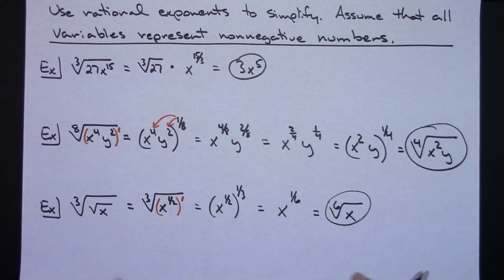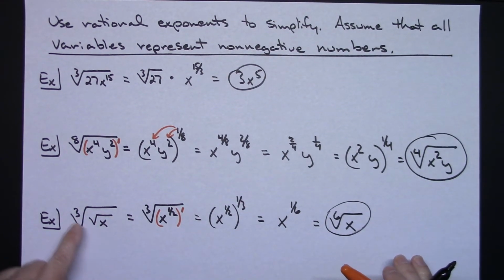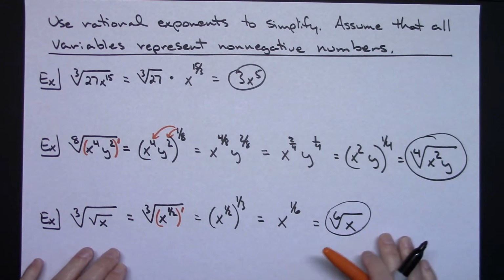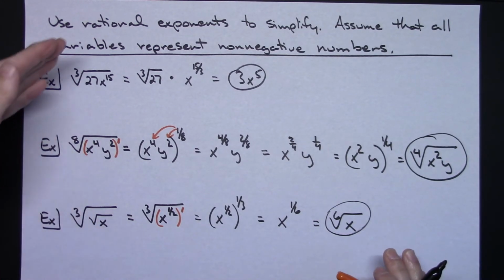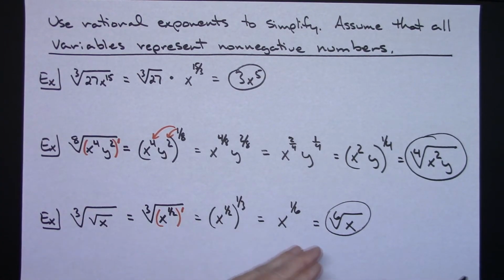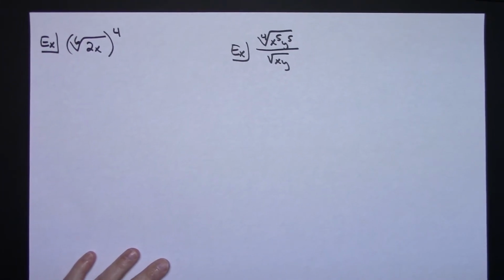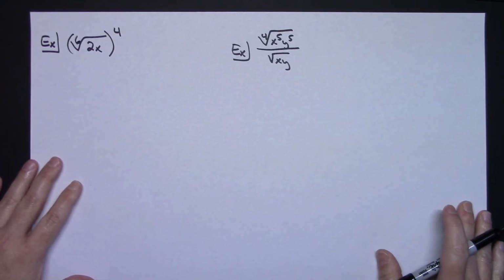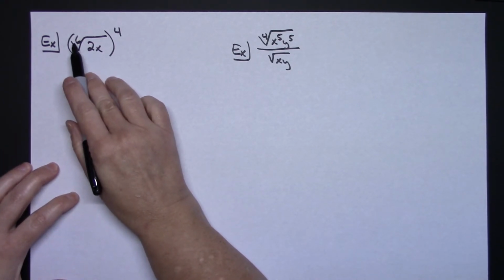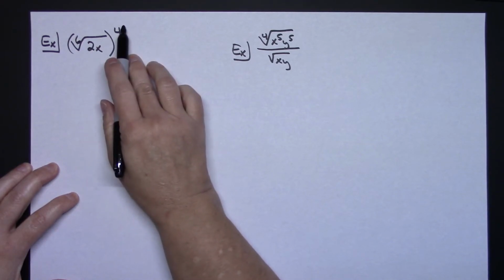Okay, and granted, some of you are going to be able to get to this a lot quicker, but if the directions actually want you to use those rational exponents, then you need to show that work to see how you got to that 6th root of x. Okay, let's do 2 more examples, just trying to encounter as many of those different laws of exponents as I can here. Alright, so let's do the 6th root of 2x raised to the 4th.